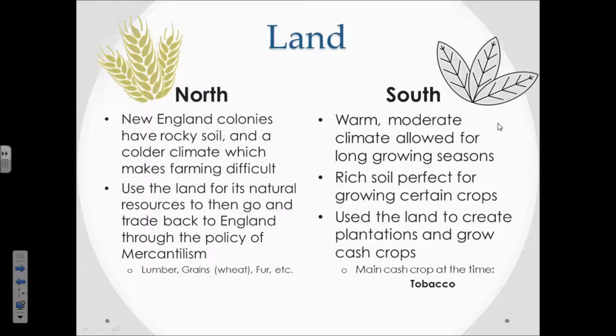Individuals in the North used the land for its natural resources, which they would then send back to England through a policy called mercantilism. And it was this idea that the colonists could only trade with their mother country, with England. So they would trade things like lumber, grains, specifically wheat, and fur. Fur trade was huge in this area, and the main fur traders were actually the French. But they would trade to the English colonists who would then send it to England.